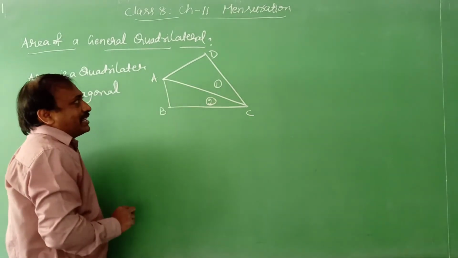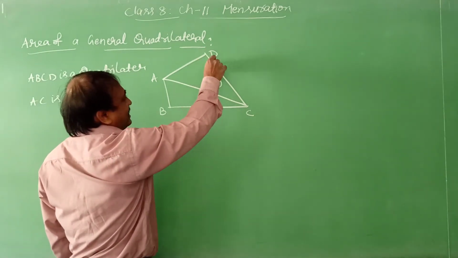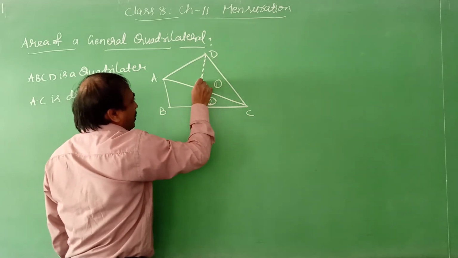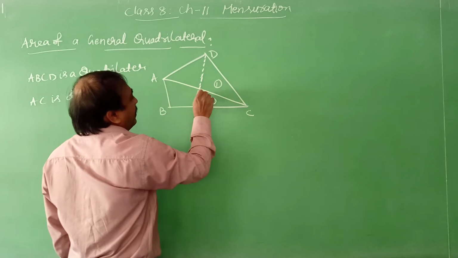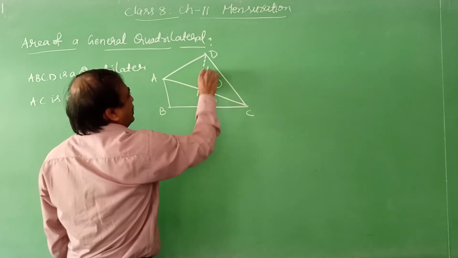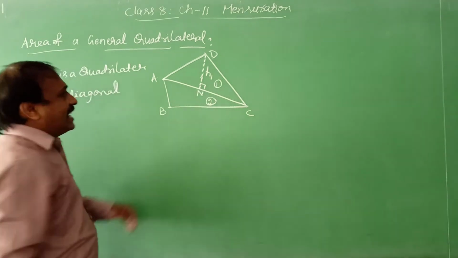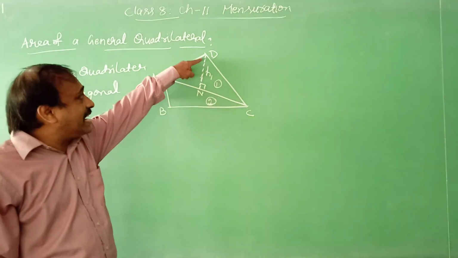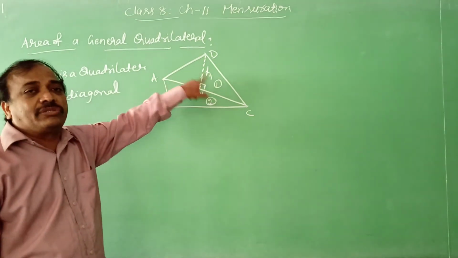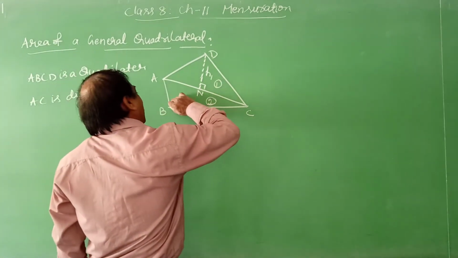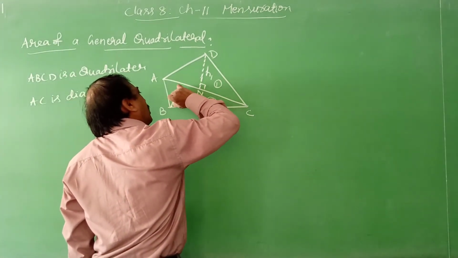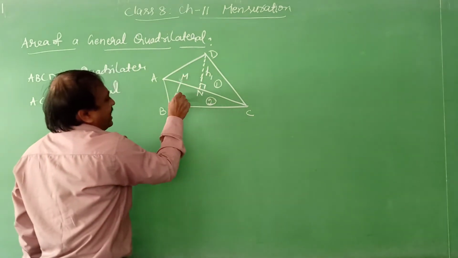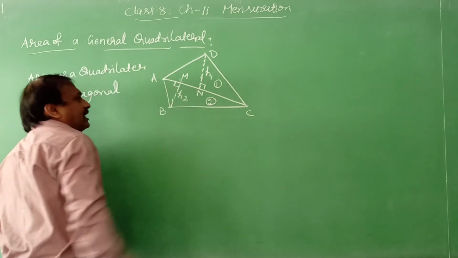To get the area of each triangle, we require the perpendicular distances. DN is the perpendicular, which is the height 1, because we are considering this as triangle 1. So this corresponding altitude we take as H1. Next, from B we construct one more altitude towards AC. This is BM, and we consider it as altitude 2.